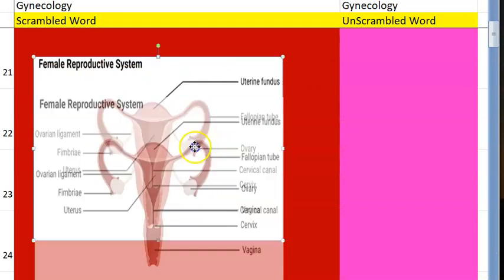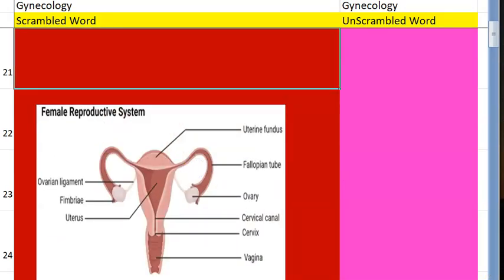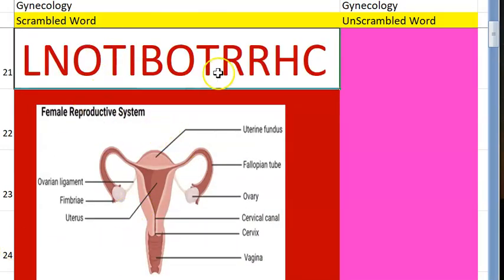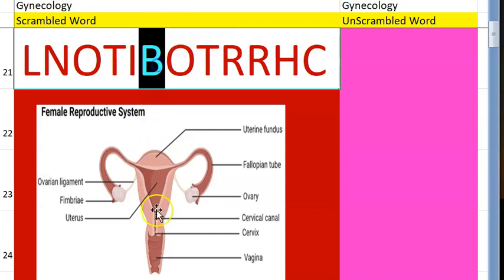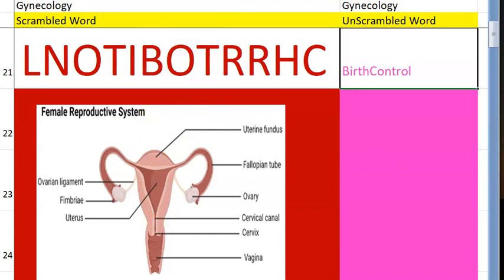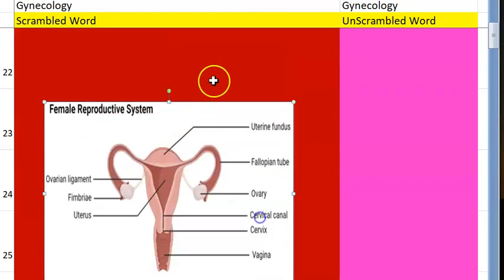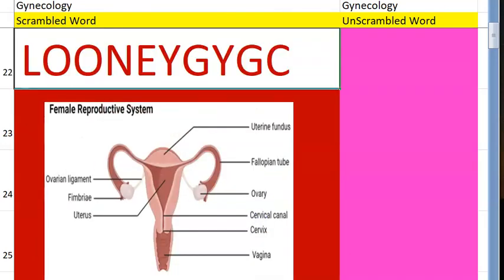Let's go to the 21st one. I think we have around 60. Okay, look at this. I think this is not difficult. It is starting with a B. It's 2 words. Contraceptive. Yes, birth control. Very good.